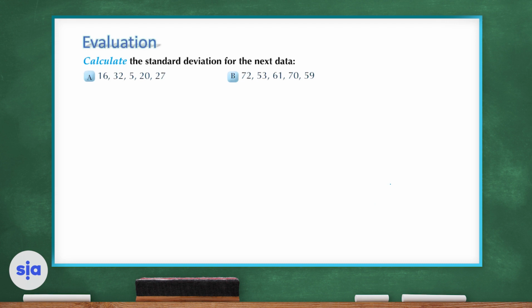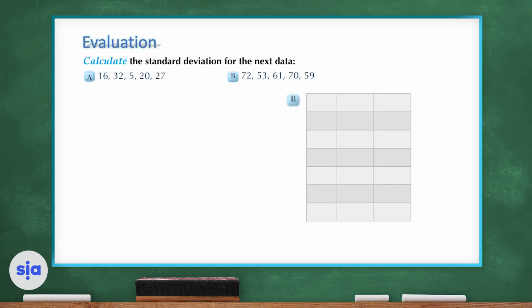Question B, to find the standard deviation of the values 72, 53, 61, 70, and 59, we're going to do the same steps again. Here's the table. We're going to write x and put the values 72, 53, 61, 70, 59, and the last row is for the sum. If you add all these x values together, the sum will be 315.